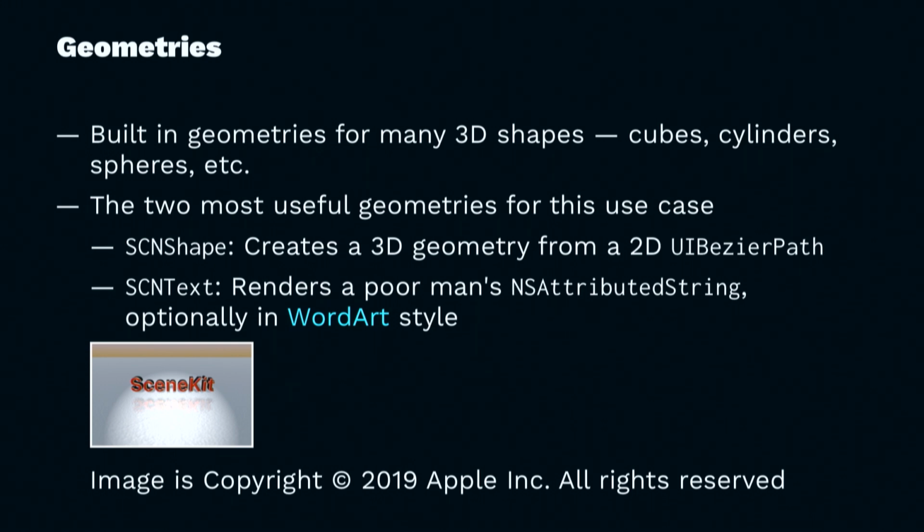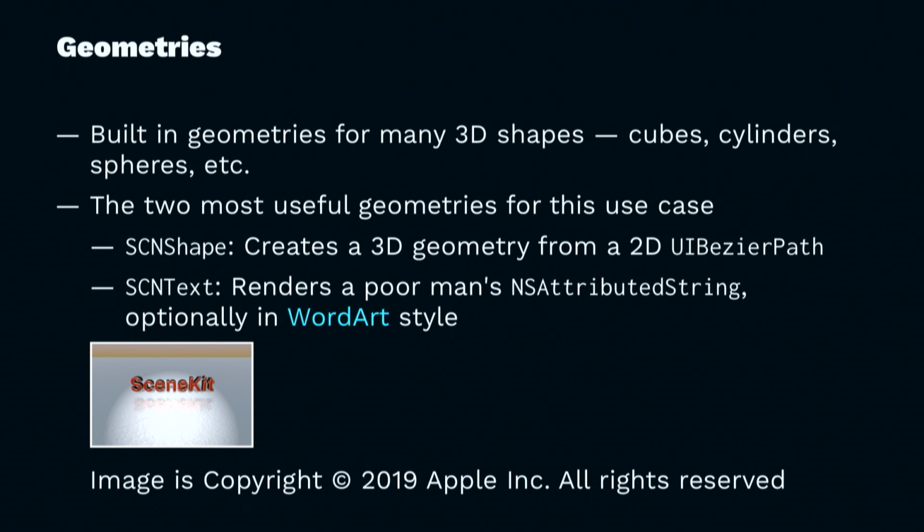But for this use case, none of that is particularly relevant. What I found to be the most useful is the SCNShape class, which allows you to take a 2D UIBezierPath, a familiar UIKit construct, and use that to create a 3D geometry in the shape of the Bezier path.